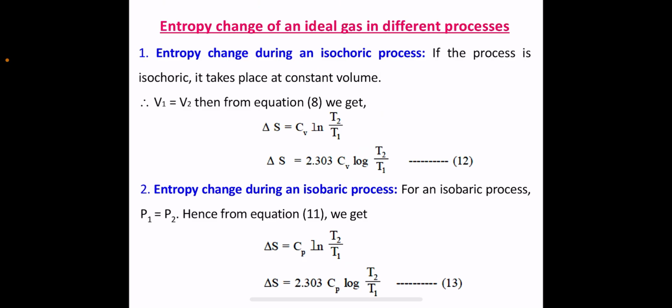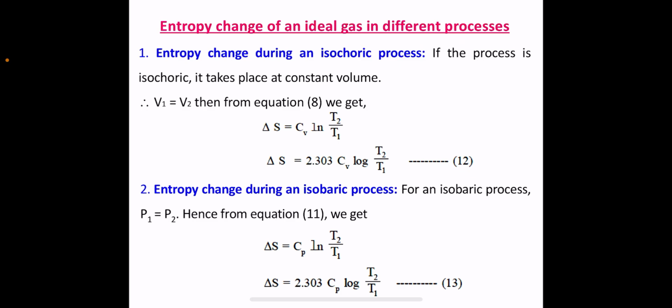Further, we also saw the entropy change of an ideal gas with the change in pressure, volume and temperature, that is the variation of entropy with volume and pressure, and the variation of entropy with pressure and temperature. This is where we stopped in our last class, and in this session we are going to start with the explanation of entropy change of an ideal gas in different processes.